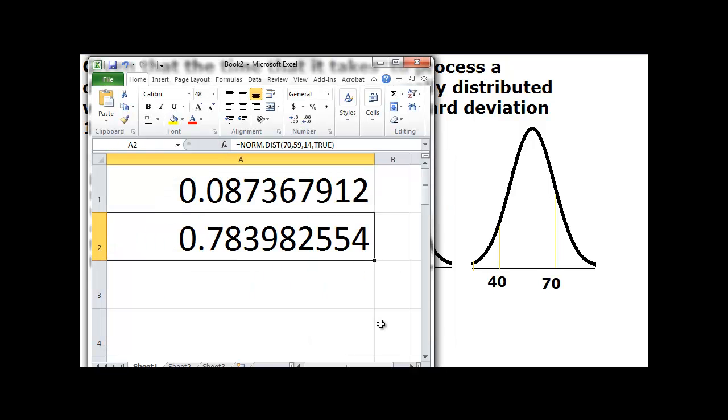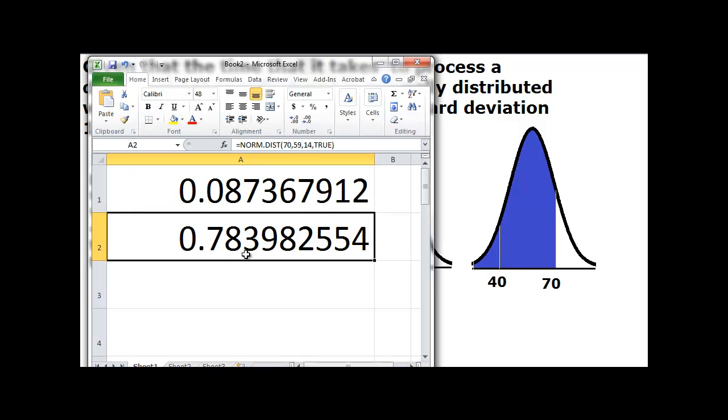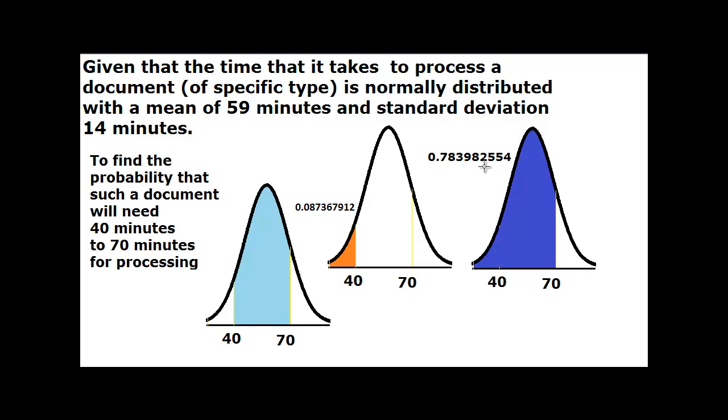And the area to the left of 70 is how much? About 0.784. All right, that means, what does it mean? It means that this area here, and that is joined with this area here, which is indicated by orange here, entire area, and ignore this breaking here. Okay. So this whole area is how much? About 0.784. So this entire area is 0.784 approximately.